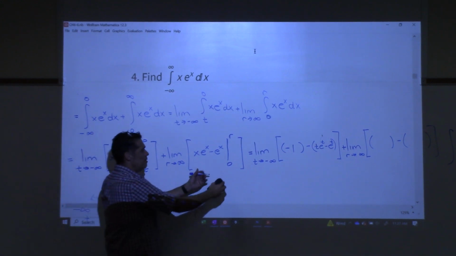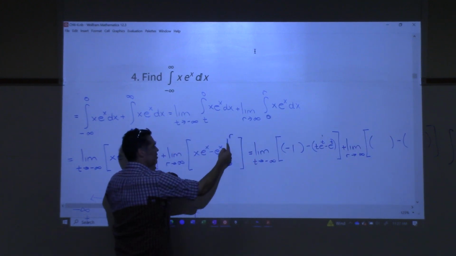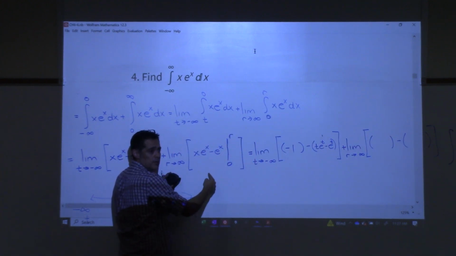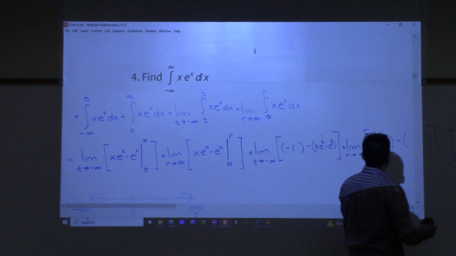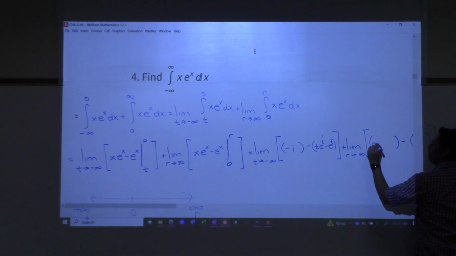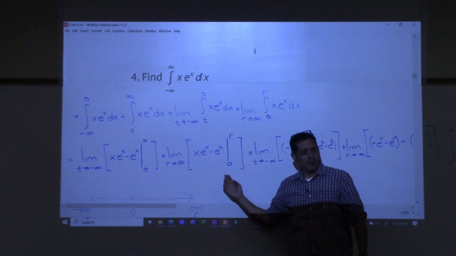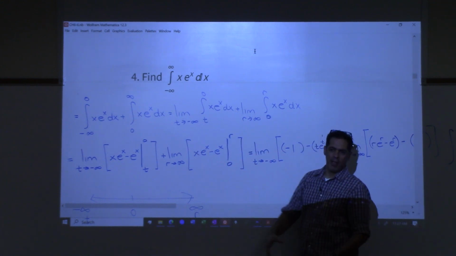Now I'm going to move to this one. I'm about to do this setup right here, and to do that, I start out by plugging r in first. So it's going to be the same expression with r in it. I'm going to give myself a little more room. If I plug in r, I get r e to the r minus e to the r. So that's r going in. And then what happens when you plug in 0? Negative 1 again.